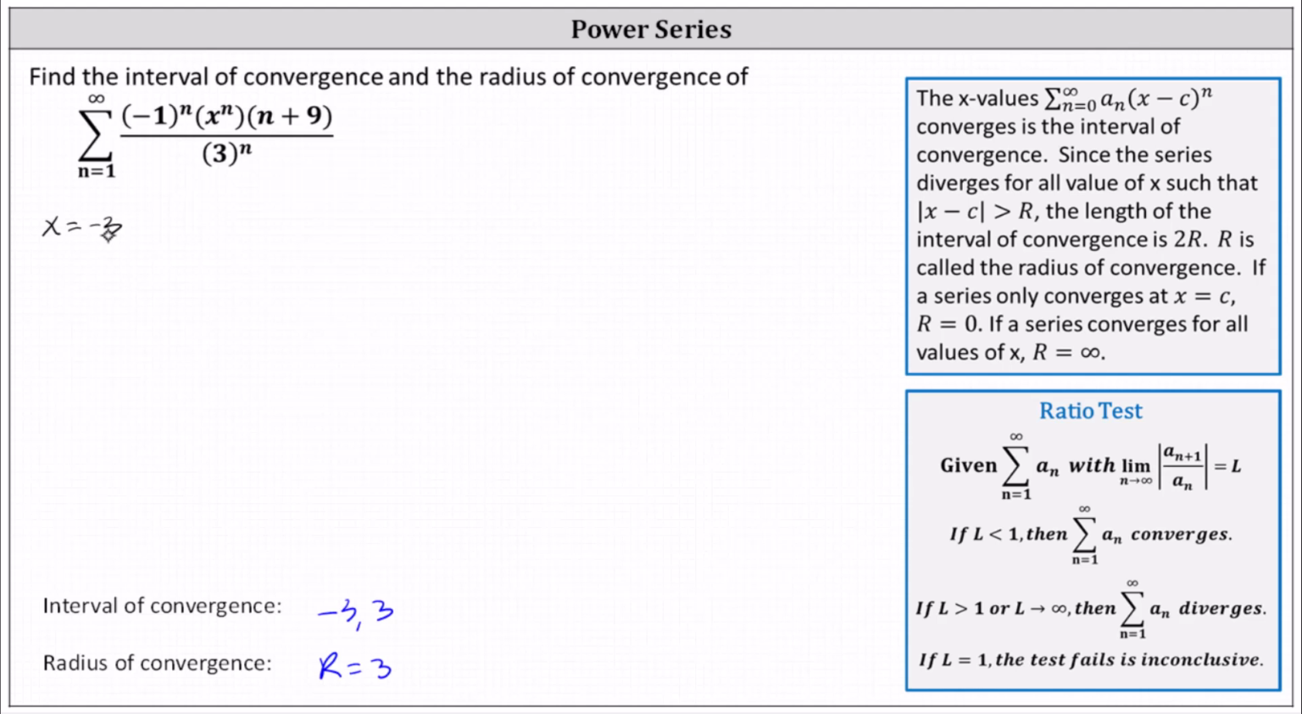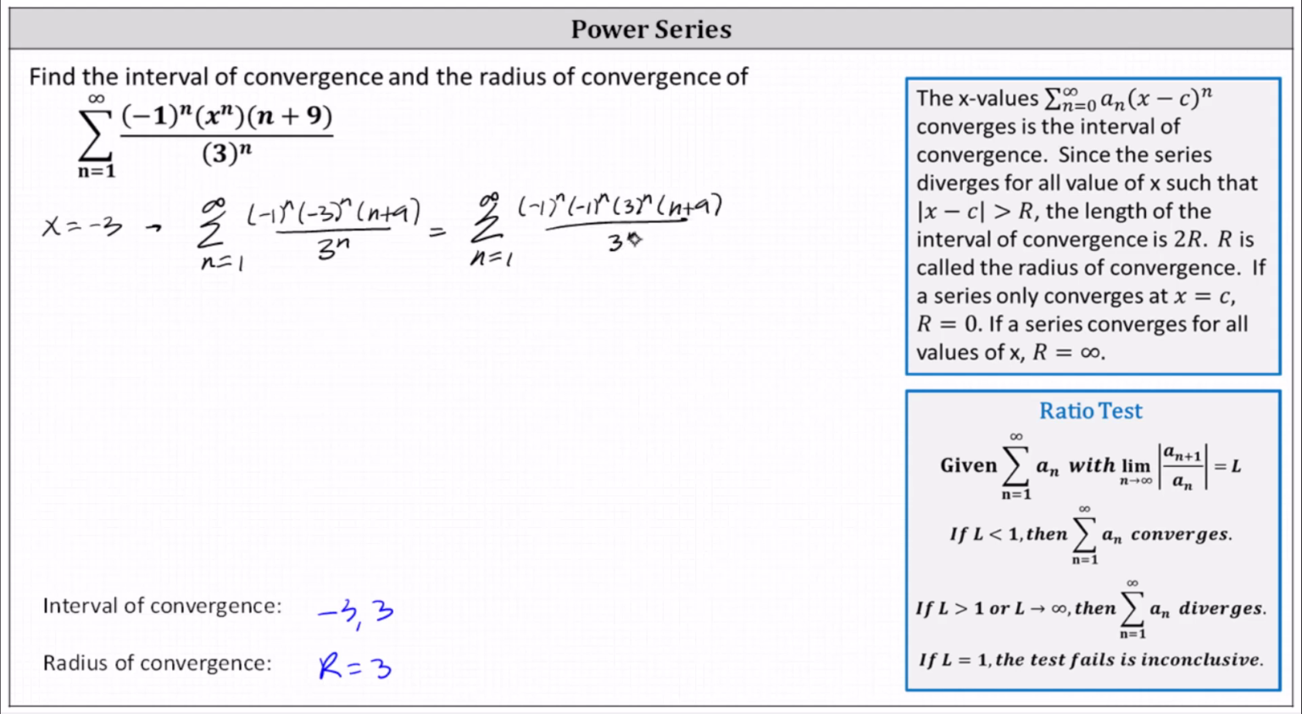Let's first test x equals negative 3, which gives us the power series, the sum from n equals 1 to infinity of negative 1 to the power of n times negative 3 to the power of n times the quantity n plus 9, all divided by 3 to the power of n. We can write the nth power of negative 3 as negative 1 to the power of n times 3 to the power of n, giving us the sum from n equals 1 to infinity of negative 1 to the power of n times negative 1 to the power of n times 3 to the power of n times the quantity n plus 9, all divided by 3 to the power of n.